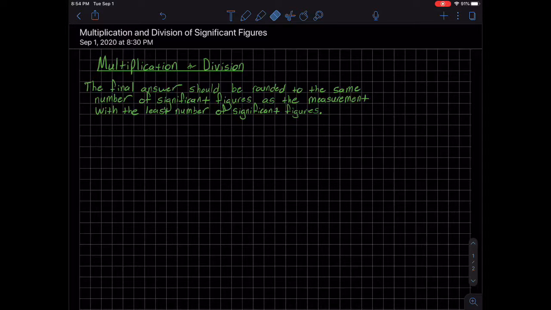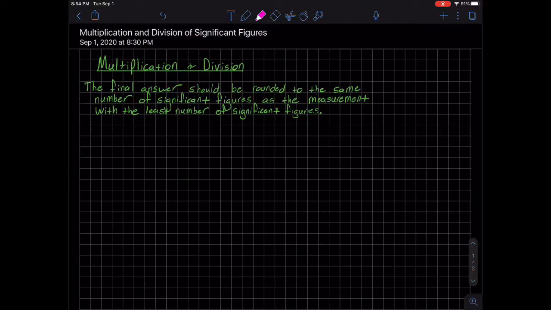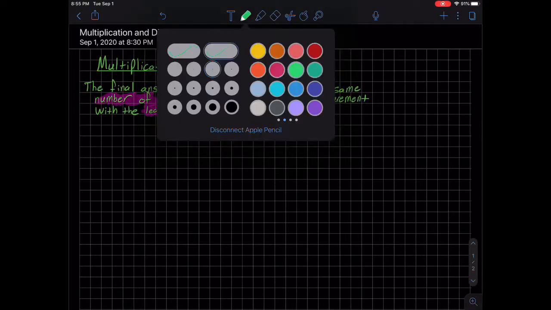What we're looking at here is that the final answer should be rounded to the same number of significant figures as the measurement with the least number of significant figures. So in addition and subtraction, we were looking at the number of decimal places. Now we're looking at the number of significant figures, the measurement with the least number of significant figures. So again, this should seem a little bit easier once we get into it here.